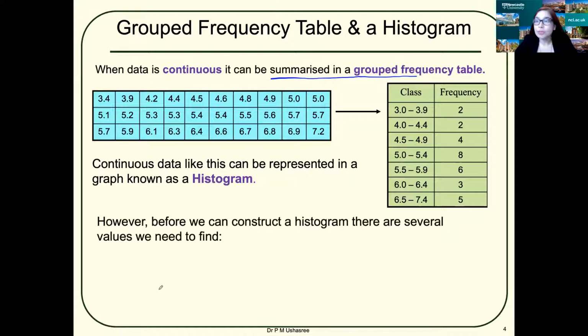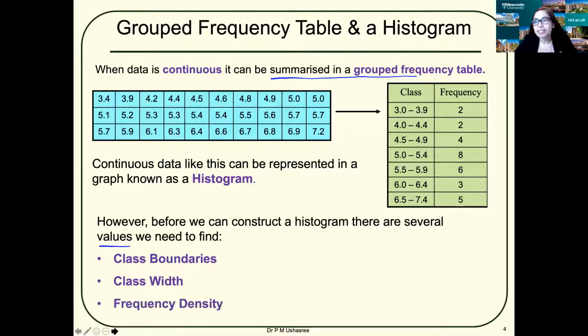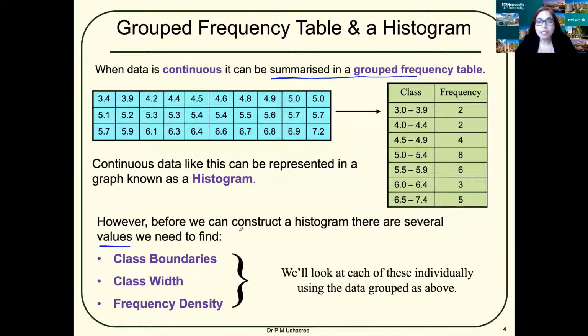However, before we construct a histogram, there are several values we need to find. There are three important things: class boundaries, class width, and frequency density. You have to find these three values before we construct a histogram. So let's see each of them one by one. Let's first see what a class boundary is and how we are going to use it for a histogram.